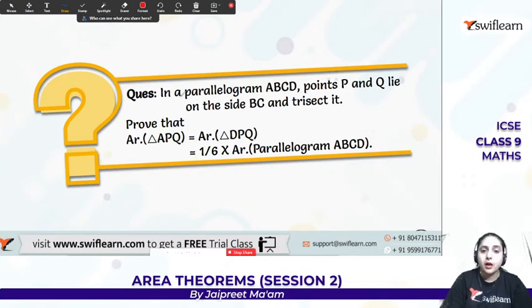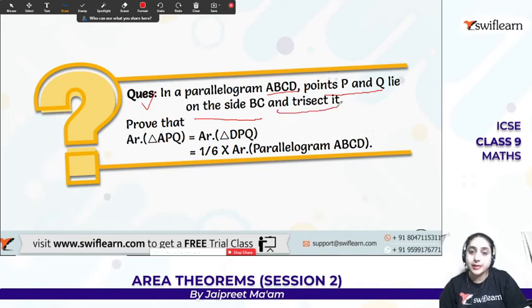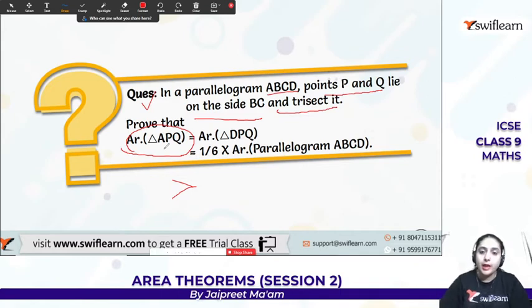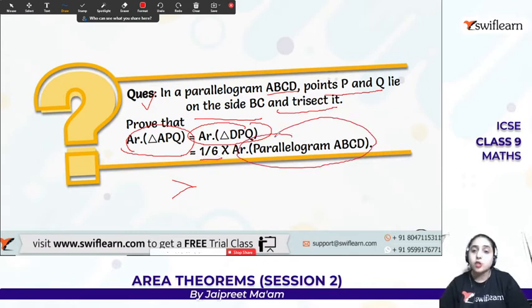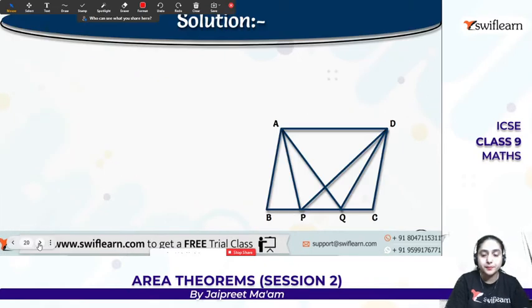In a parallelogram ABCD, points Q and P lie on BC and trisect it. Okay, dividing it into 3 parts. Prove that. What do we have to prove? We have to prove the area of triangle APQ is equal to the area of triangle DPQ and it's equal to half of the area of the parallelogram. So we will apply the theorems which we have learned previously in the question. Okay, so let's see how we can solve it.